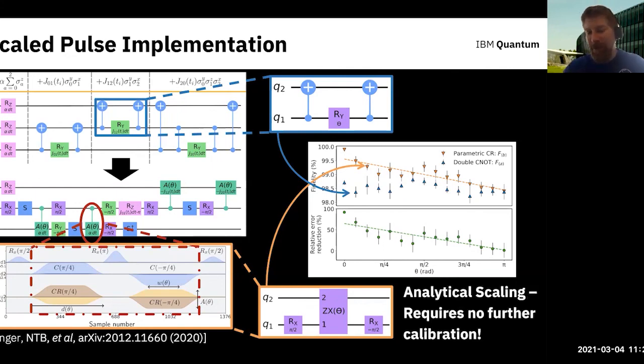And what's even better is we were able to do this analytically. We didn't need to recalibrate anything. We could just do this by scaling the pulses in a smart way. We would recalculate the pulses, but not recalibrate anything. So that didn't require sending any extra jobs over the cloud and putting them in a queue and then waiting for all these things to happen.